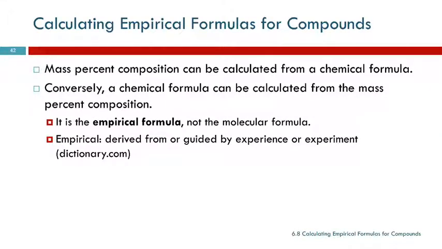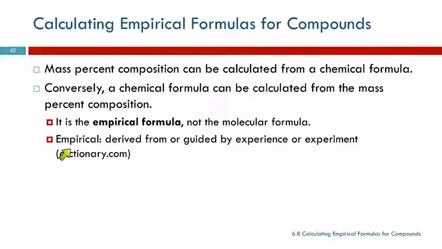So we can calculate the mass percent composition from a chemical formula. I'm sorry, I jumped ahead. You can also calculate a chemical formula from the mass percent composition. That's going to give us the empirical formula, not the molecular formula. And the way this is done is you would take the compound and figure out what mass of compound you started with, and then you break it down chemically into the individual elements and measure the mass of the elements. And from that you can figure out what the chemical formula is.